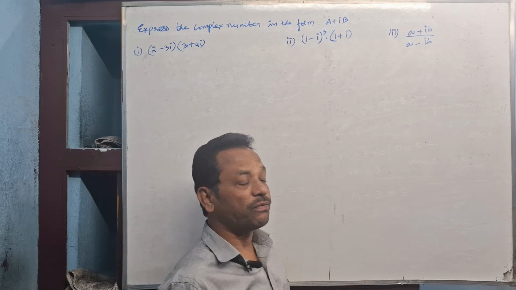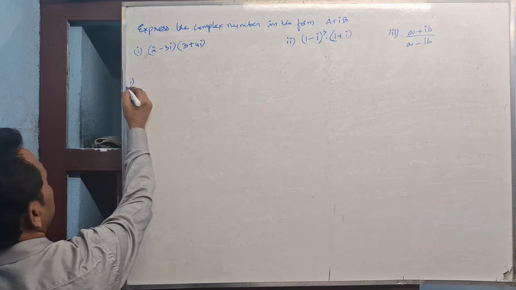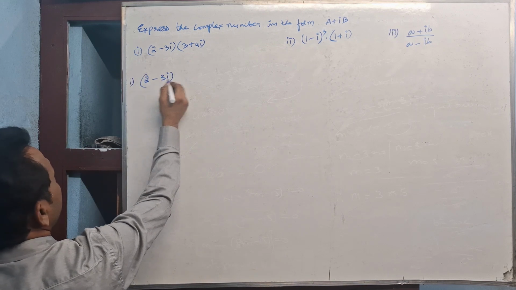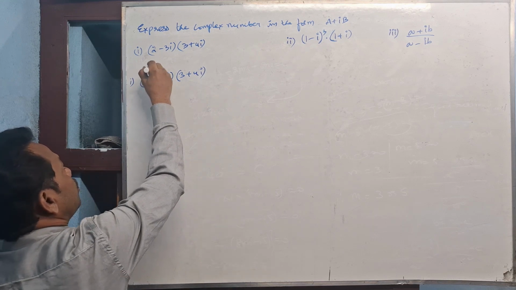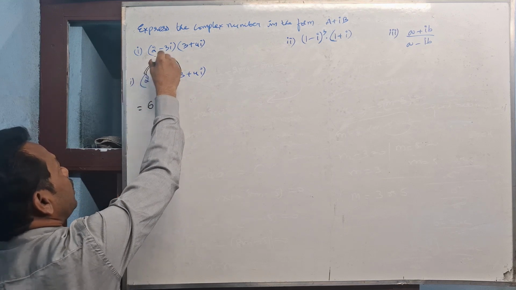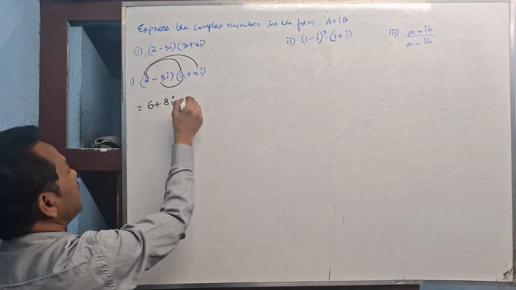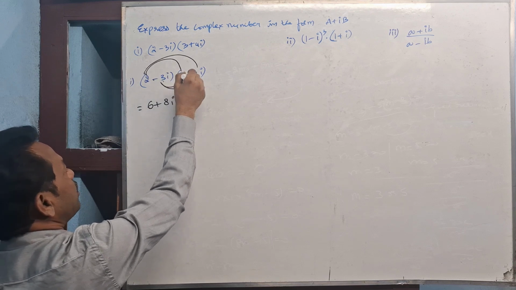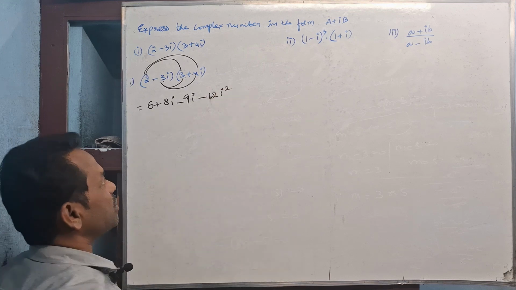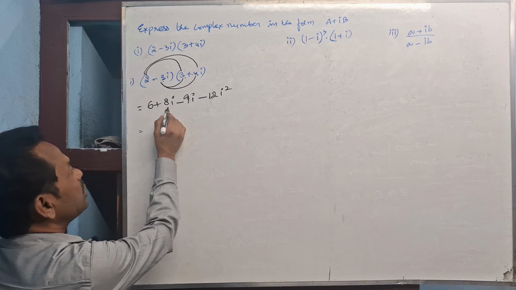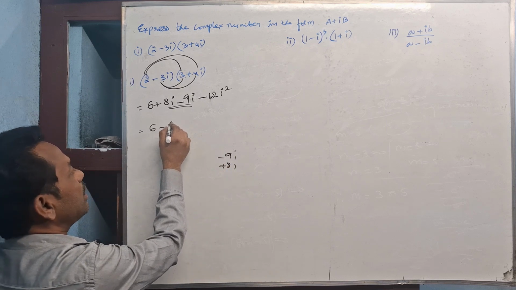In this question, we need to express the given complex number in the form of a plus ib. So let us go for the first question. The first question is 2 minus 3i into 3 plus 4i. Let me simplify. First, 2 into 3 equal to 6. 2 into 4i is 8i. Now when I multiply minus 3i, minus 3i into 3 I'll get minus 9i. Now minus 3i into 4i, 3 into 4 you get 12, into i square. Now these two are like terms. So 6 as it is, minus 9i plus 8i is minus i, minus 12 i square.